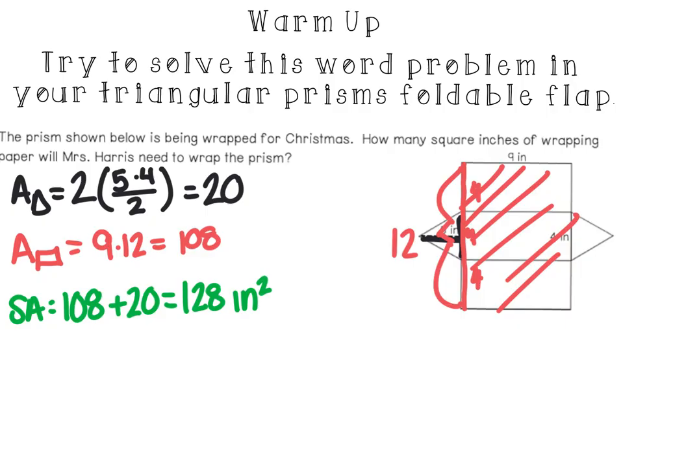The rectangle portion, you could have also done 3 times 9 times 4 because each of these little rectangles was 9 by 4 and we had 3 of them that were the same. So you could have used that for your rectangles as well. Either way should have gotten you to that same answer. Okay. Questions on that?